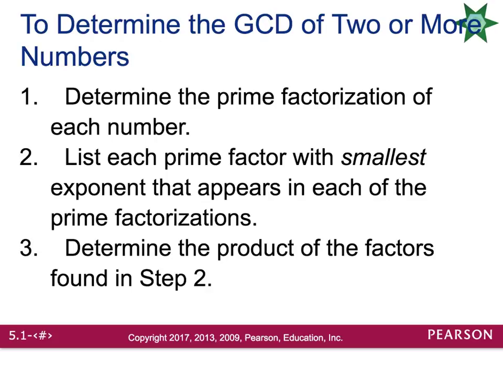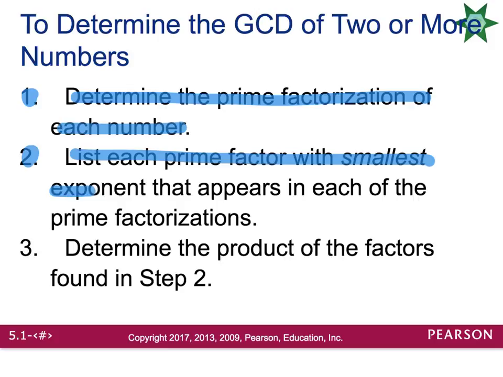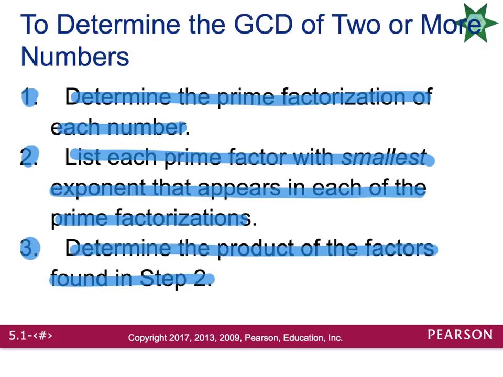Okay, so in order to do that, we first find the prime factorization of each number in our set, and then we list each prime factor with the smallest exponent that appears in each of the prime factorizations, and then from step 2, we determine the product of the factors found in step 2. So we're going to use common factors that are in each one, and in doing that, we're going to look for the smallest exponent that appears in each of the prime factorizations.